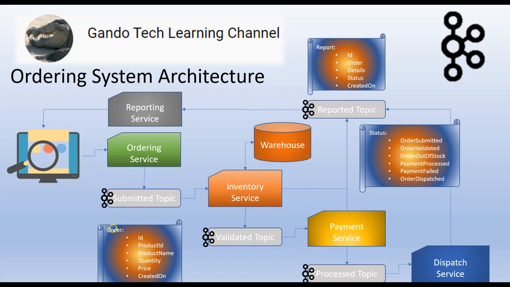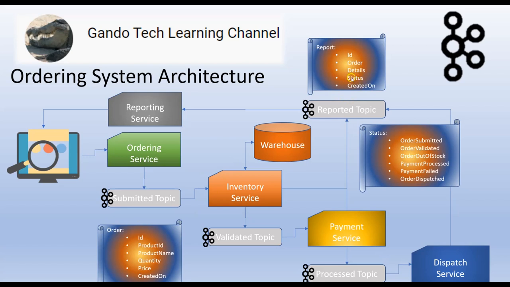So there is an order which is moving around these microservices in the submitted topic, validated topic, and then processed topic. And I just introduced a very simple order structure, which is ID, order ID, product ID, product name, quantity, price, created on, which is going through these topics. And then as a report, we have the report ID and the whole order object, which is coming from this structure, and status, details, and then a status and created on.